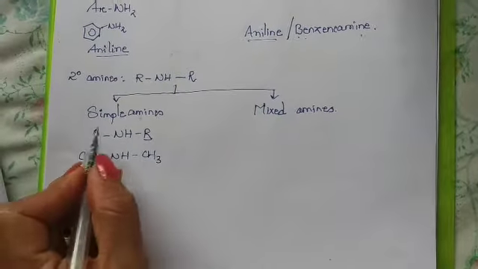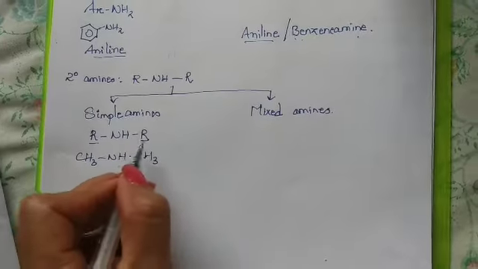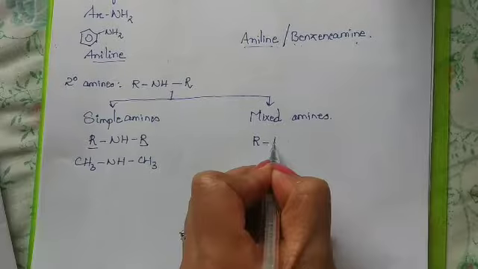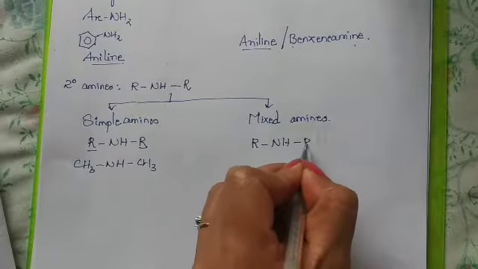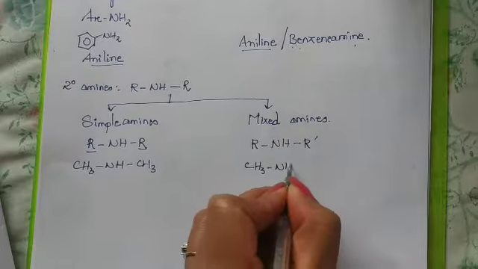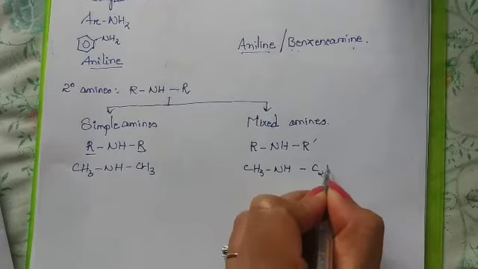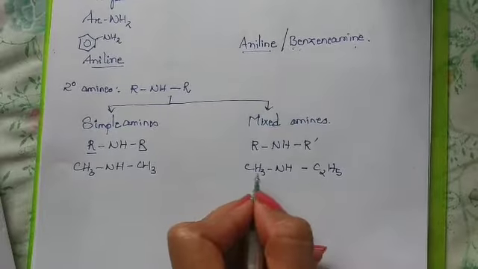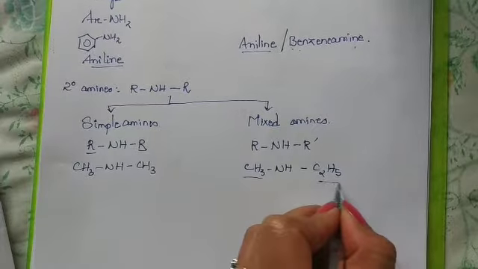Clear? In simple amines, the two alkyl groups are the same, whereas in mixed amines the alkyl groups are different. For example, we have CH3NHC2H5. This is two carbon, one carbon.